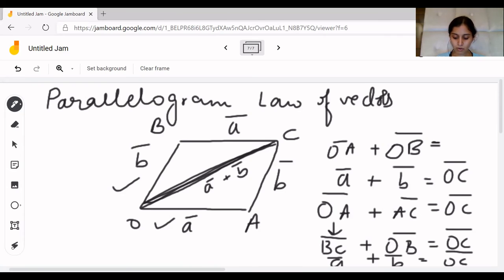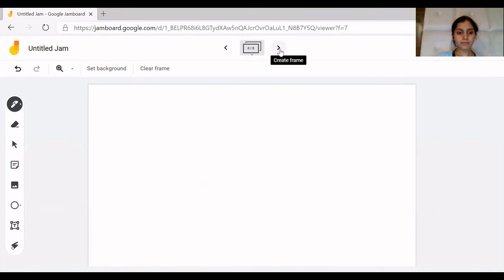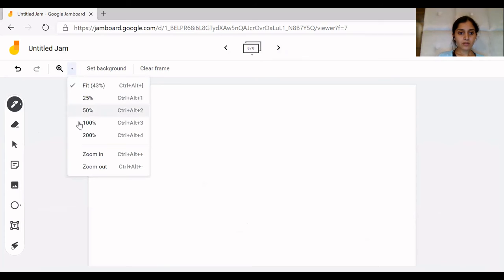Thus, the parallelogram law of vectors can be stated as: the sum of two vectors OA and OB is represented in magnitude and direction by the diagonal of the parallelogram through O, of which OA and OB are adjacent sides. So basically, in the parallelogram law of vectors, the addition of adjacent sides is equal to the diagonal. Clear? This is the parallelogram law of vectors.